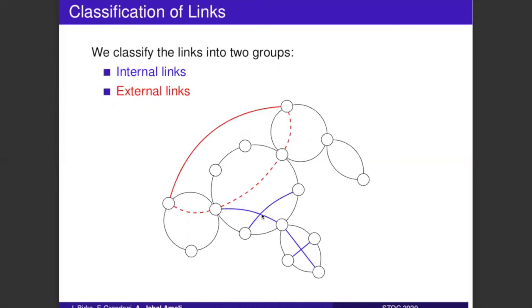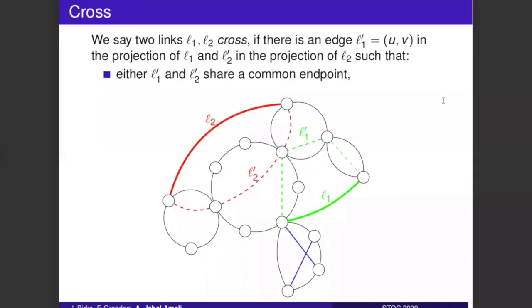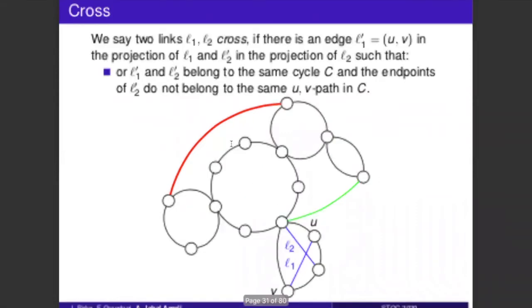Note that for internal links, the projection of the link is the link itself. We say that two links L1 and L2 cross if there is an edge L'1 in the projection of L1 and L'2 in the projection of L2 such that L'1 and L'2 share a common endpoint. Like in this example, you can see that L1 and L2 have this green link in the projection of L1 and green link in the projection of L2, and they share a common endpoint. So now we can say that L1 and L2 cross.